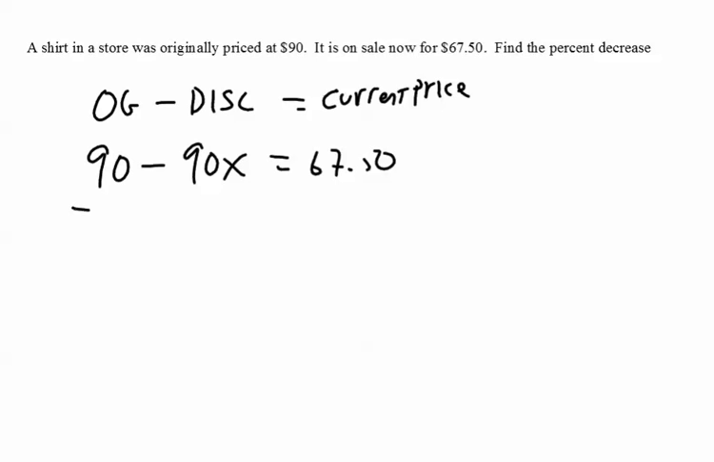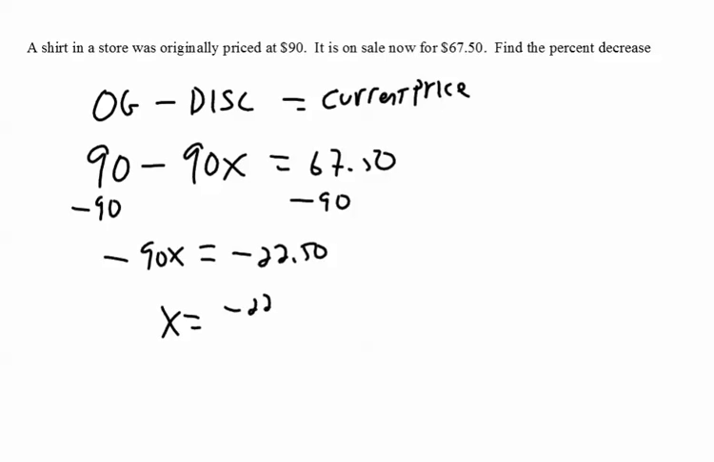Now here we just subtract 90 from both sides. And now we get negative 90x equals negative 2250, I think it is. Is that right? Yeah, negative 2250. Then we divide both sides by negative 90, and you get 0.25. So the percent off is a 25% discount.